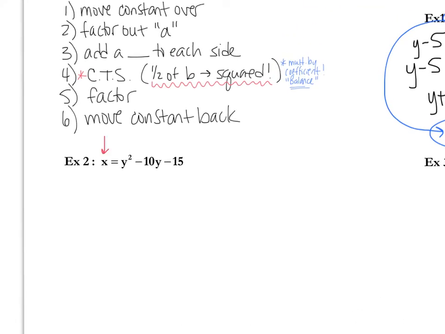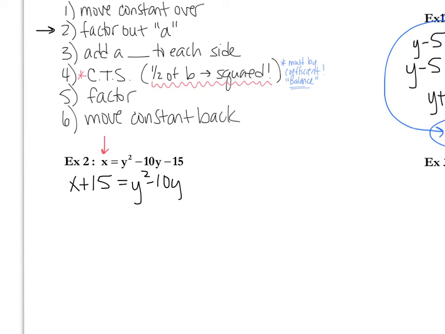Because it's x equals, but it's going to work the same exact way. I'm going to move the 15 over first. So I have x plus 15 on this side, y squared minus 10y on this side. So if you remember, step 2, way up here, is that we have to factor out the a. Well, a is just 1 in this case, so we actually get to skip that step.